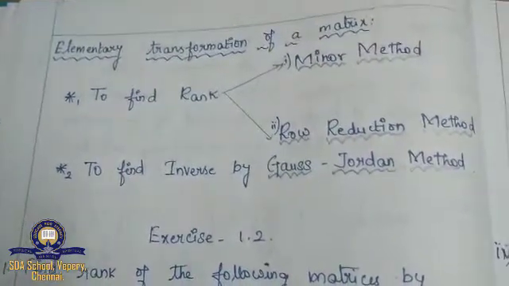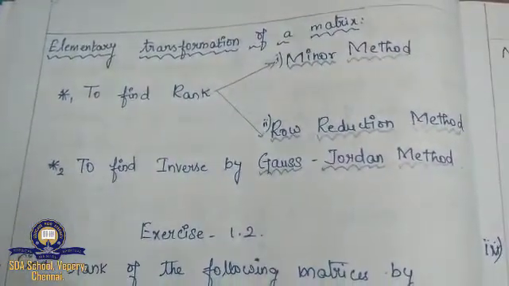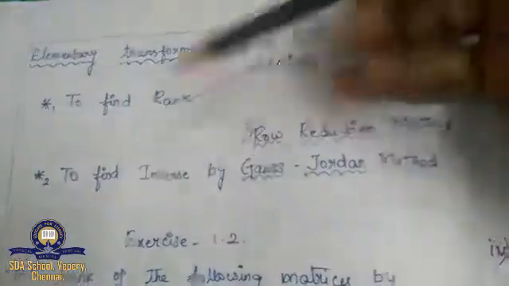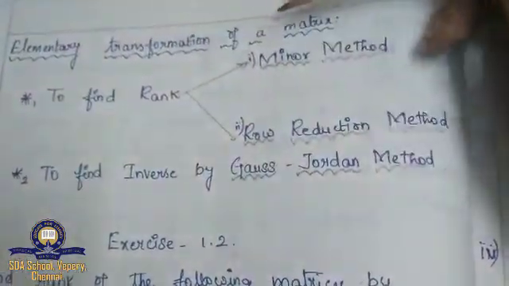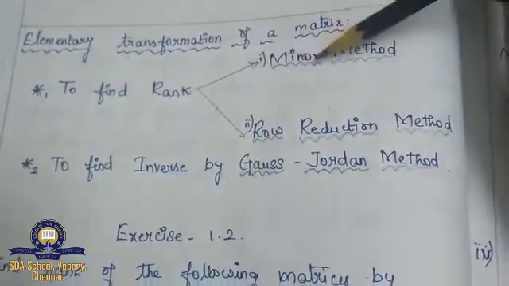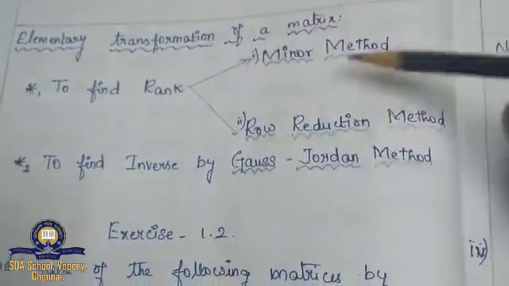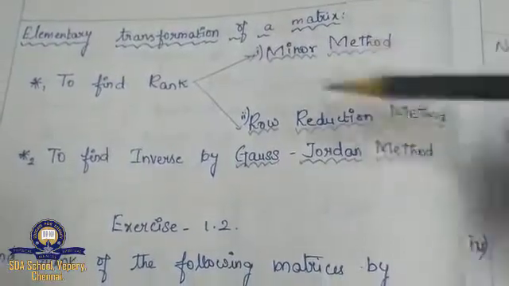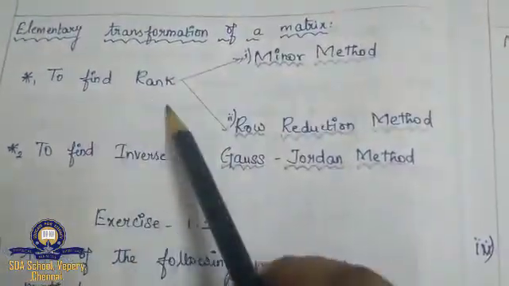In this exercise, you'll be having only 3 subdivisions. What we're going to say is elementary transformation of a matrix. These are the 3 things we're going to find in this exercise. Only these 3 things. First one is to find rank.